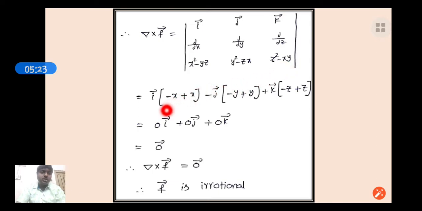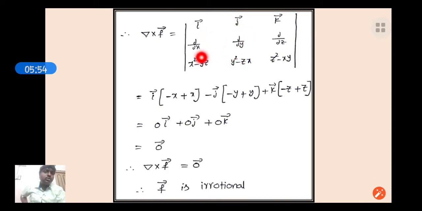So, i bar into minus x. Actually, I have to write minus dou by dou z of this one. So dou by dou z of y square minus zx: with respect to z, the derivative of y square is 0, minus the derivative of z, which is 1, times x, that is minus x. Minus of minus x is plus x. That's why I am writing i bar into minus x plus x, minus j bar into, by deleting the second column and first row.